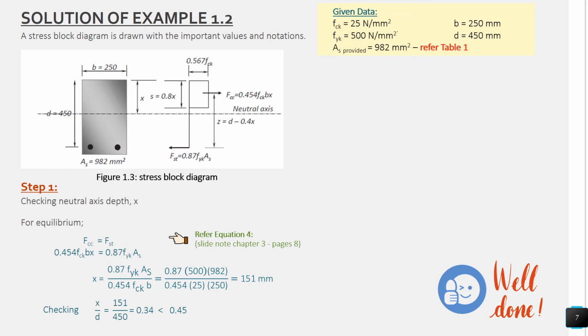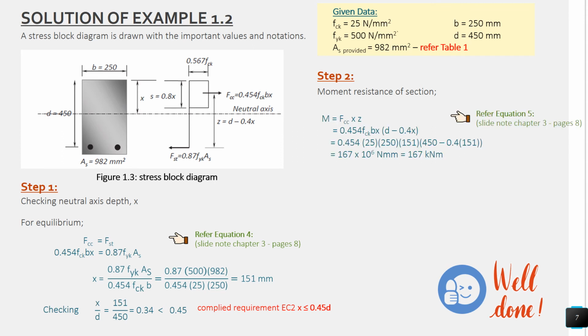Checking value of neutral axis depth whether it complied with Eurocode 2, equal or less than 0.45 d. X divided by d is 151 divided by 450 and the answer is 0.34, less than 0.45, so complied with the requirement of Eurocode 2. Step 2. Determine resistance moment for that cross-section. We will use equation 5 and equation 6a.